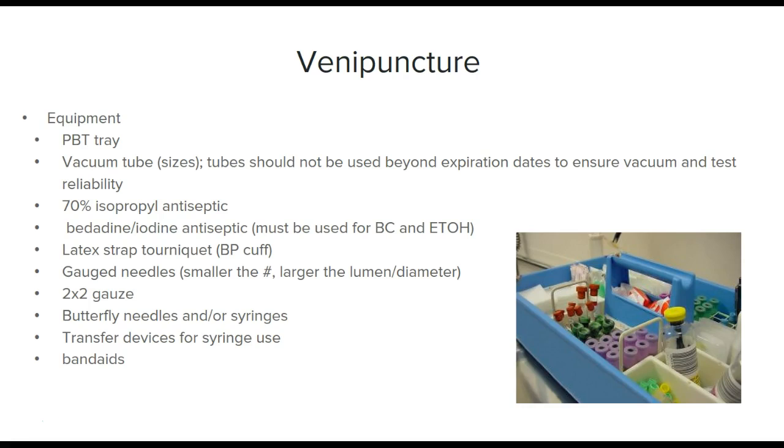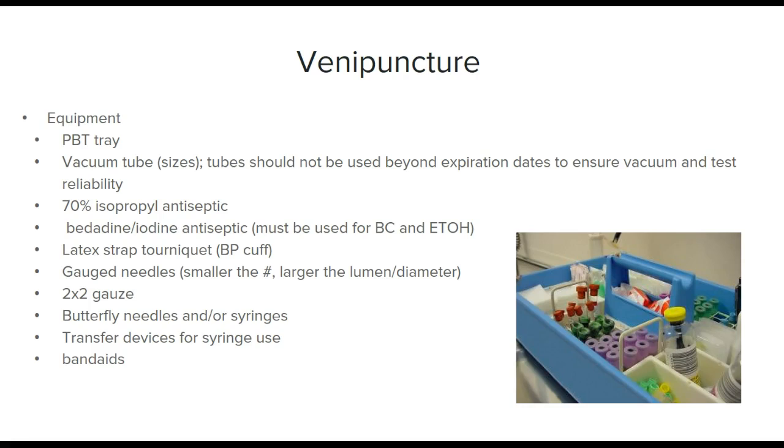Okay, so here's supplies that you need for the venipuncture. Most places have a phlebotomy tray that's used, and we have some of these. It has vacuum tubes in it, different sizes, different colors, so you'll have what you need hopefully when you go to stick a patient. The tube shouldn't be used beyond the expiration date so that the anticoagulants work and the vacuum works and the test will be accurate.